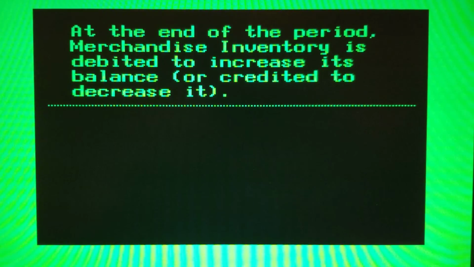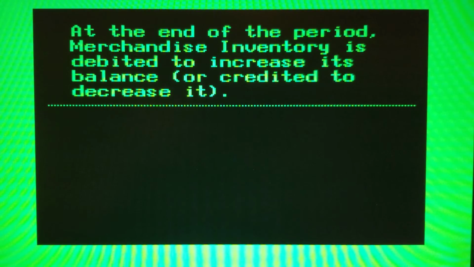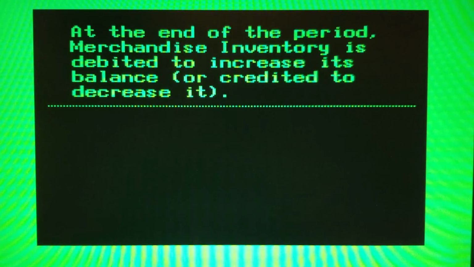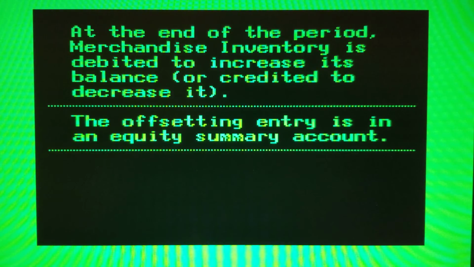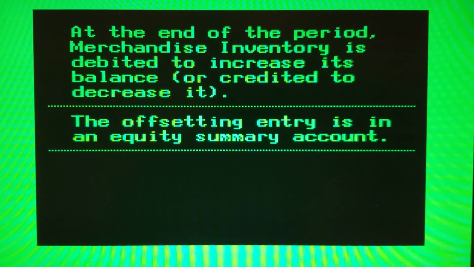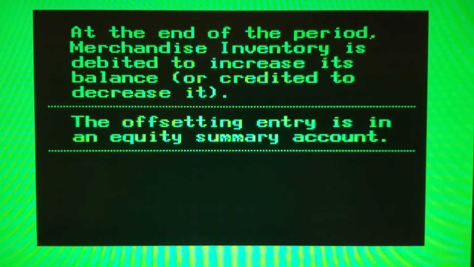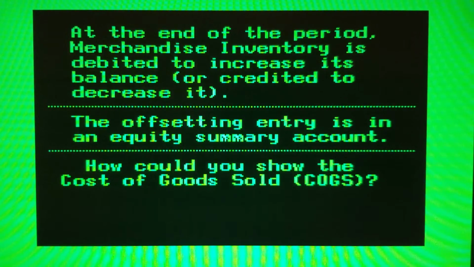At the end of an accounting period, the asset account merchandise inventory, which shows merchandise which should be on hand, is debited to increase its balance or credited to decrease it. The offsetting entry is in a temporary equity summary account used for showing the profit or loss during the period. This summary account will collect the entries from purchases and sales revenues. How could you show cost of goods sold?